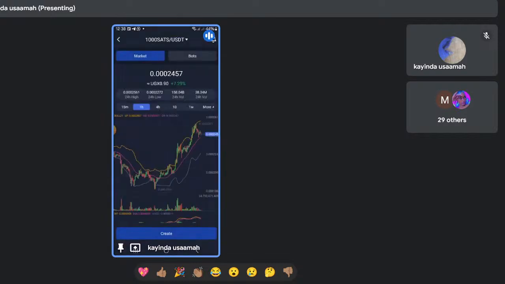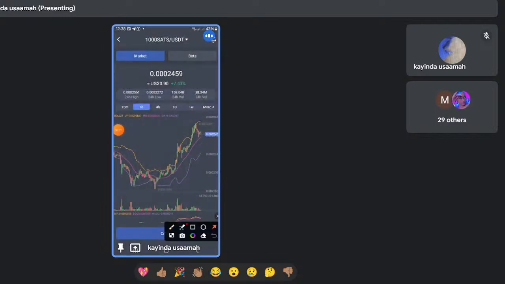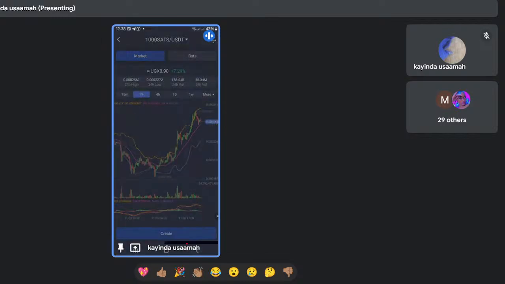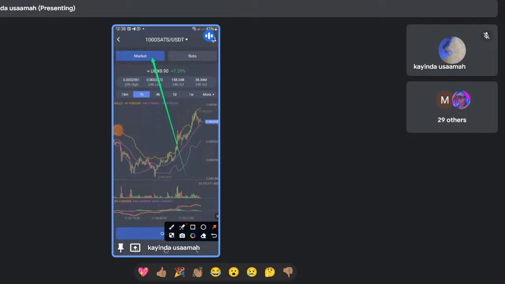Okay, now let's look at some of the icons here. For example, here in the corner, it is the notification button. We saw that already. Then here we have markets. When you tap on markets, you know what it brings? It brings this. It brings the chart.